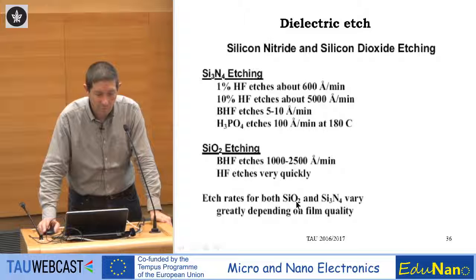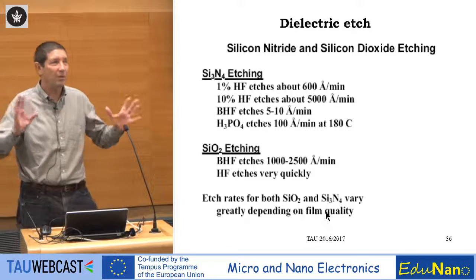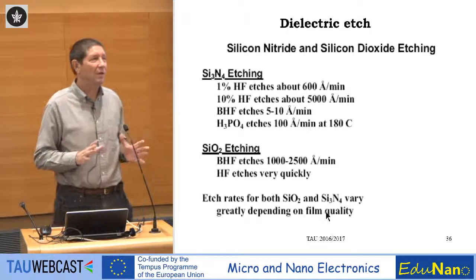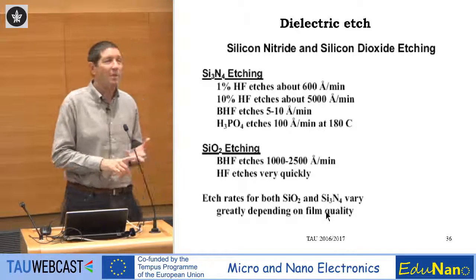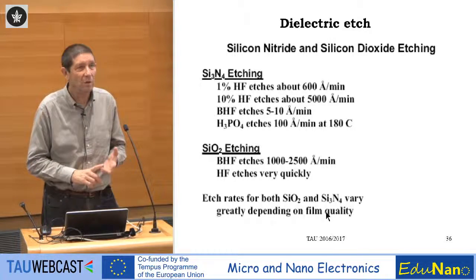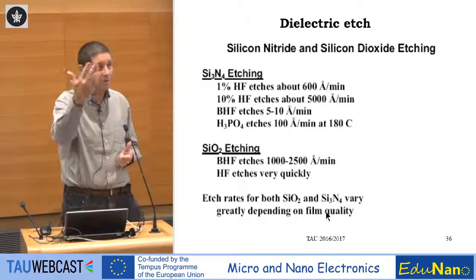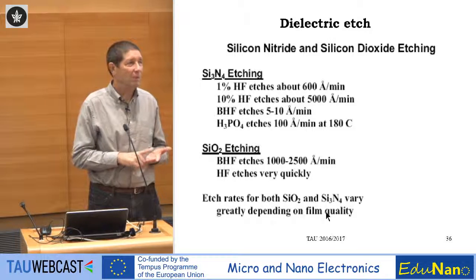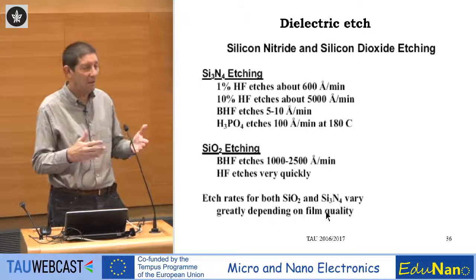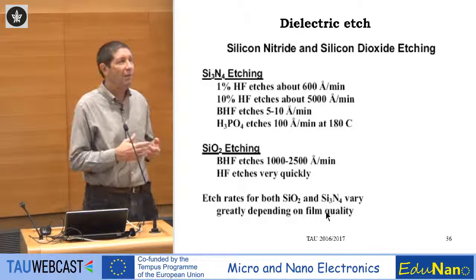Etch rates for both oxide and nitride vary greatly depending on film quality. This is like a big warning. If you make silicon dioxide, there are a few ways to make it. You can make it by thermal oxidation. You can make it by chemical vapor deposition. You can make it by plasma-enhanced vapor deposition. You can make it by sputtering, which I'm going to show next week. Each method will generate silicon dioxide on the substrate, but each layer will have a different etch rate.